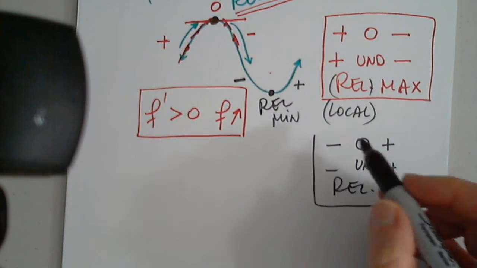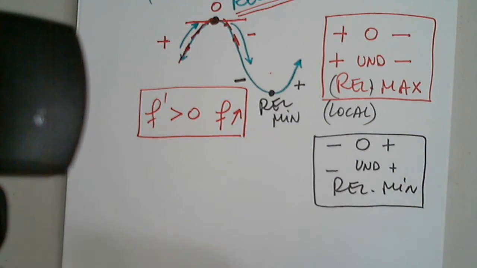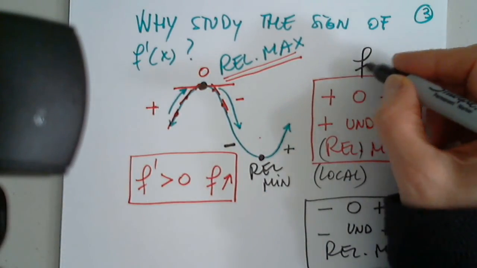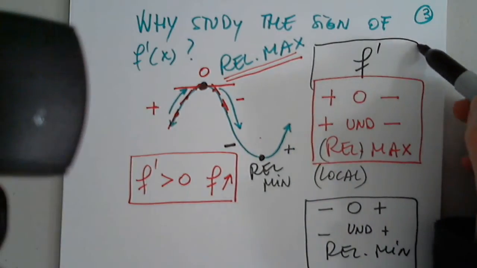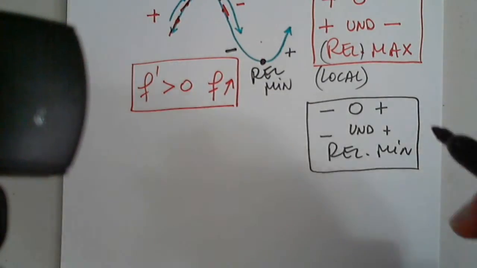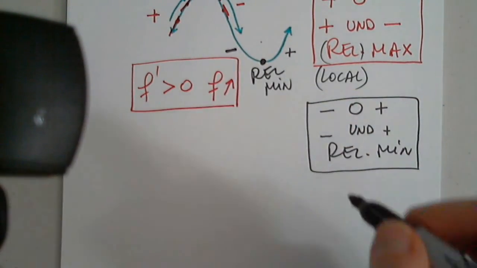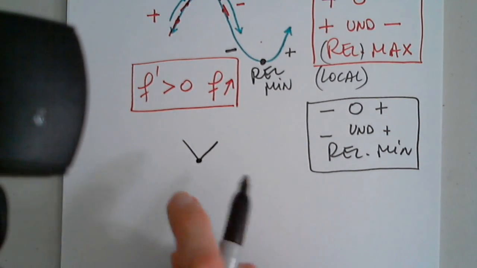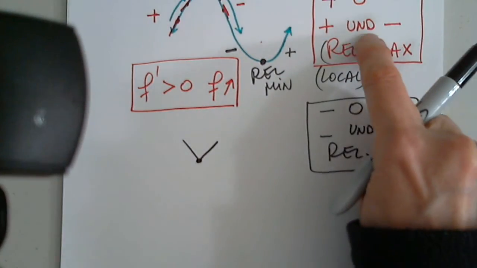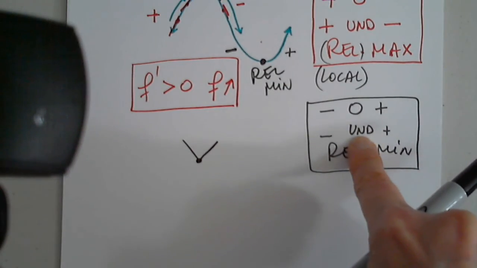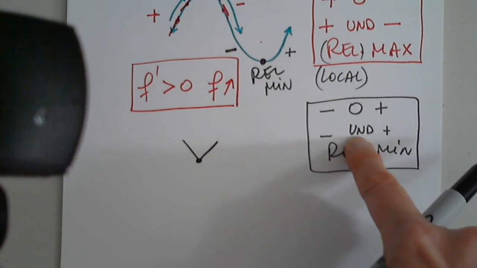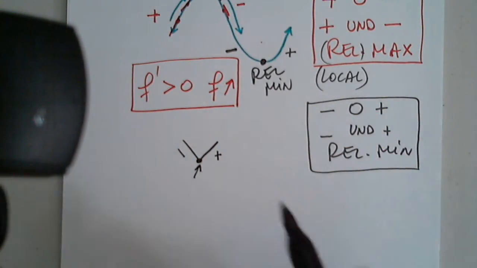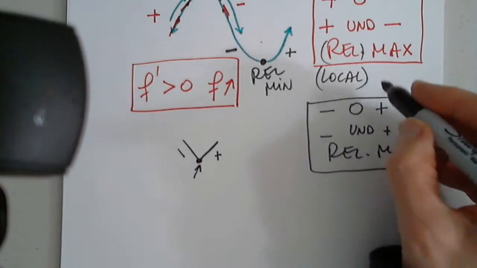When it's undefined, would that be like a hole or something? No, the derivative is undefined. Okay, so sorry. So this is for the derivative. The function must be defined. The derivative can be undefined. This is a relative min, but the derivative is undefined. It's a corner. Gotcha. Negative, positive, but here the function must exist. So this is for f prime.